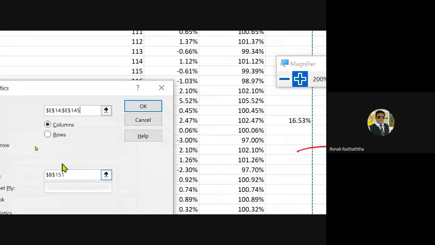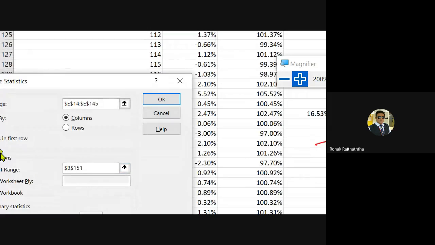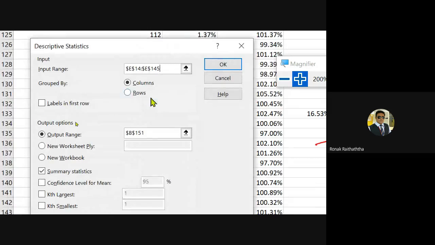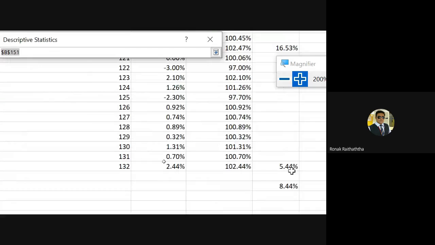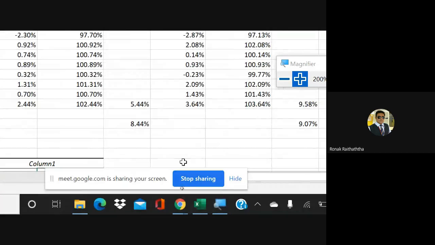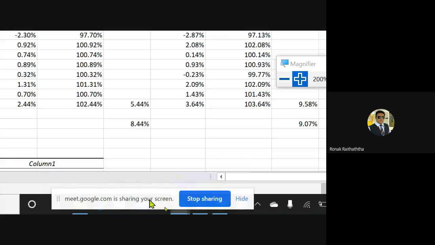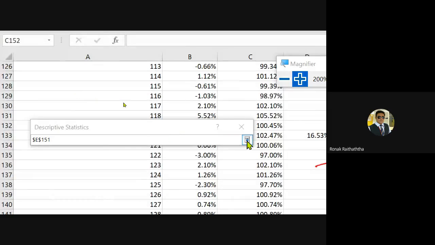Okay. Now it will ask me where you want the output. I'm clicking on that button and I would say that I need the output over here. So I'm selecting that cell. Here I need the output. Give me a minute. Okay, then pressing enter.